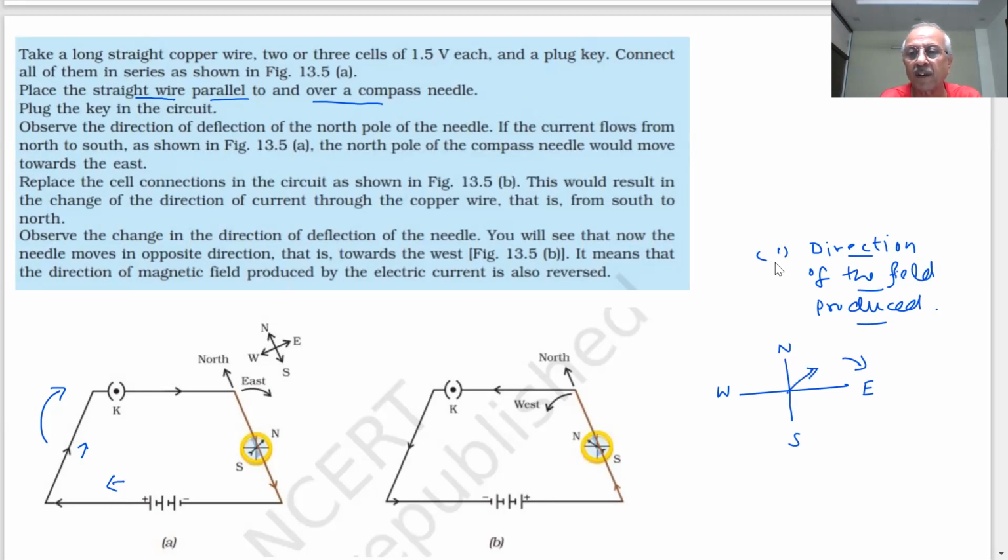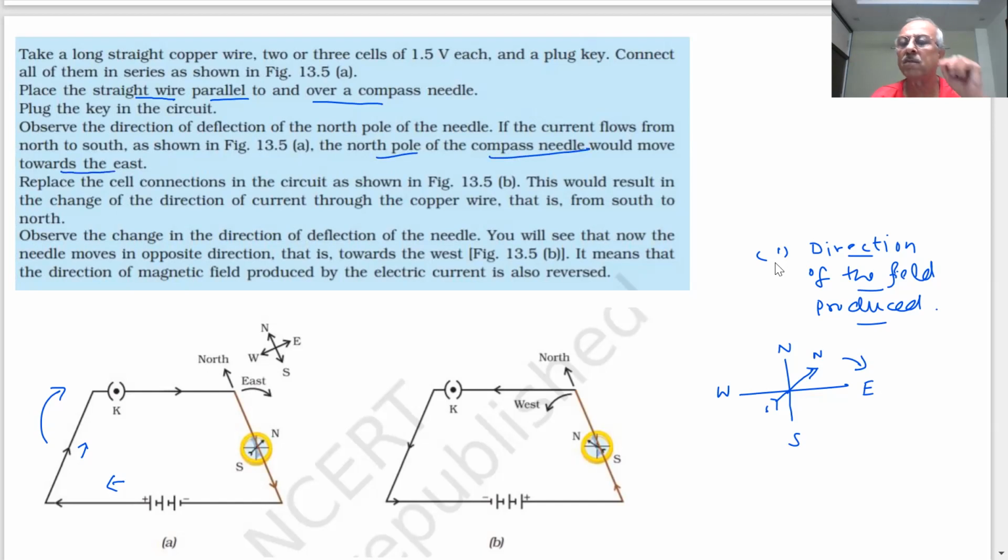This is the compass needle, this is the north of the compass and this is the south. The north pole is deflected toward the east, as shown in this figure. This is my figure A. The north pole of the compass needle would move towards the east.